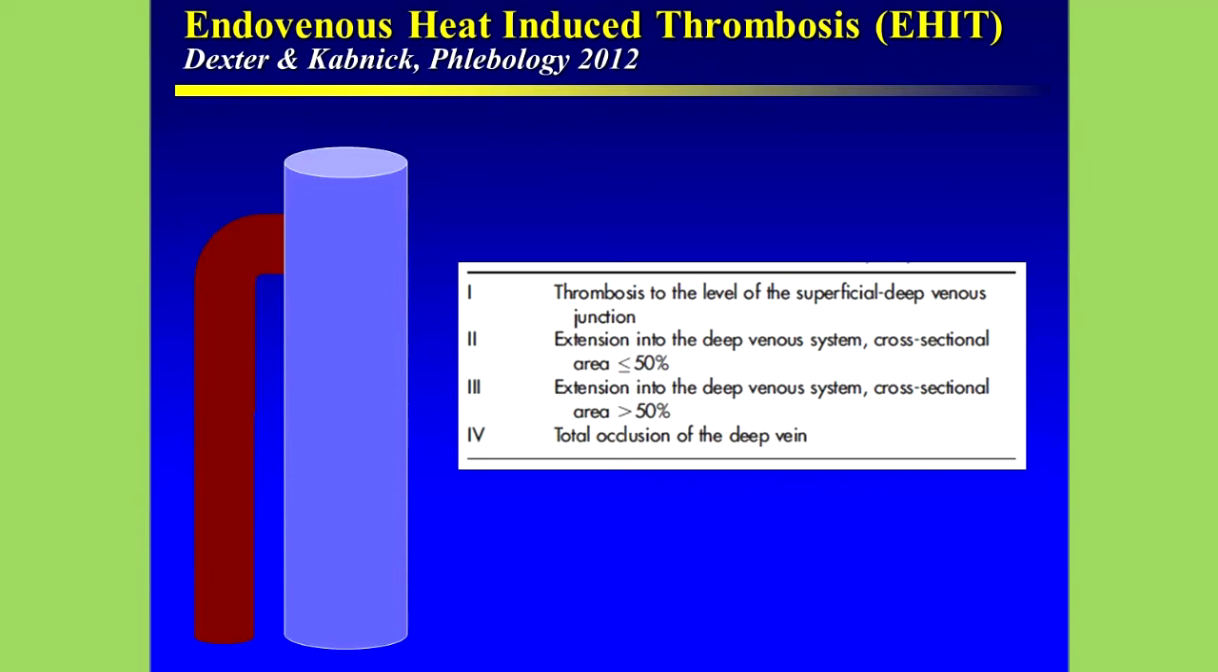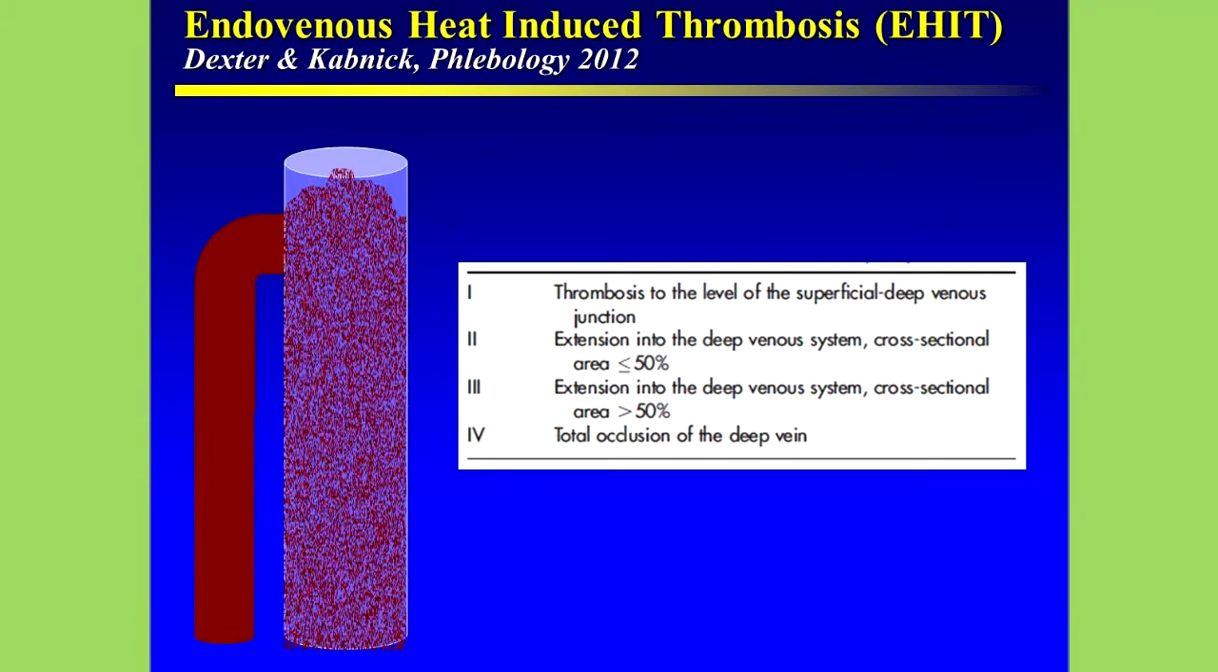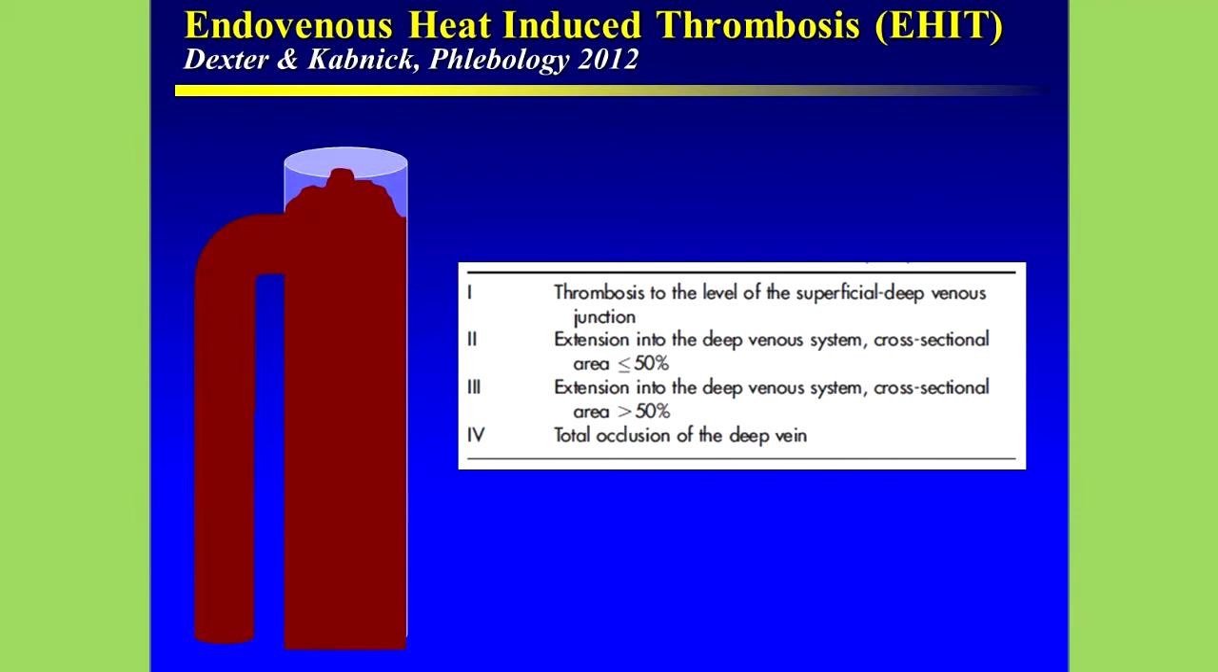So Lowell Kabnick was the first to sort of codify and name saphenofemoral thrombus extension as endovenous heat-induced thrombosis, or EHIT. Dr. Kabnick originally classified this into 4 groups: EHIT 1 being flush thrombosis to the junction of the great saphenous vein and the common femoral vein, EHIT 2 being extension into the deep system, compromising less than 50% of the cross-sectional area of the lumen, EHIT 3 being a compromise of greater than 50% of the cross-sectional area, and EHIT 4 being total occlusion of the deep vein.